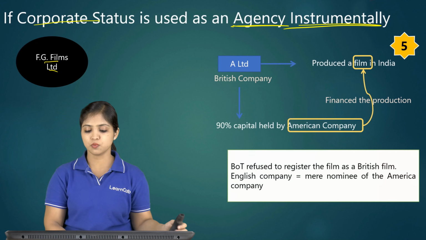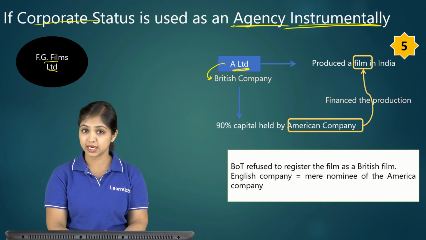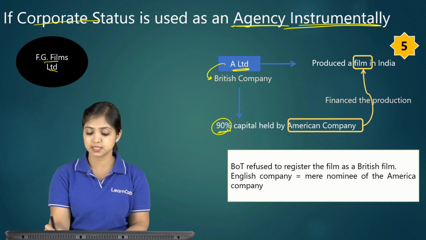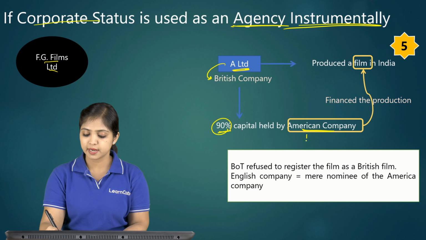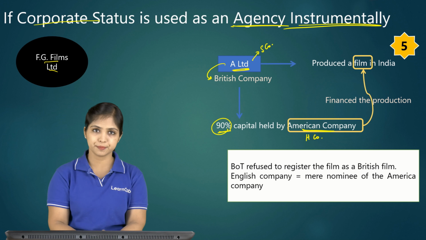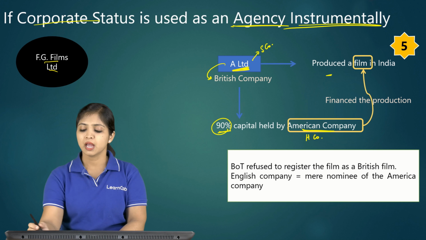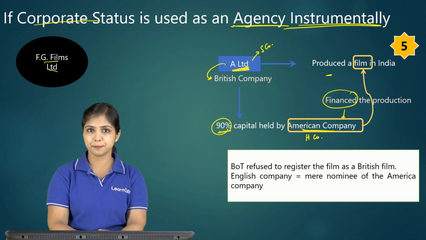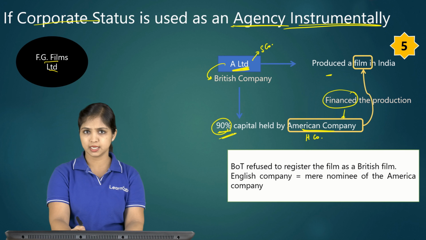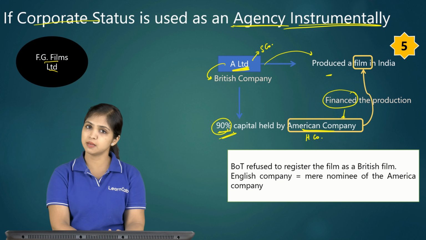Now what happened over here was, this company A Limited was a British company. Alright, it was incorporated in England. And its entire shareholding, most of its shareholding, 90% was held by an American company. So the American company becomes a holding company and A Limited, this British company, becomes the subsidiary company. Now this A Limited subsidiary company was making a film in India, and that film was financed by the American company. So this British company is held mostly by the American company, and this British company is producing a film in India, and even that is financed by the American company.